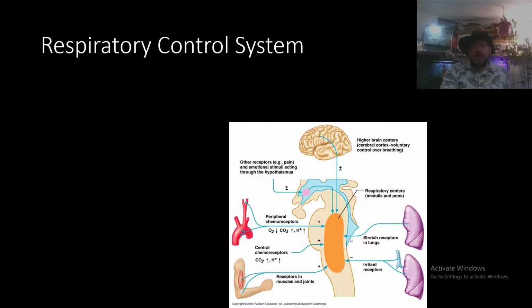Alright, now let's talk about how we control respiration. Basically, what you're in control of is what's going on with your diaphragm. So, deep breaths, fast breaths, that's what you can control. And this control basically occurs at the brainstem.